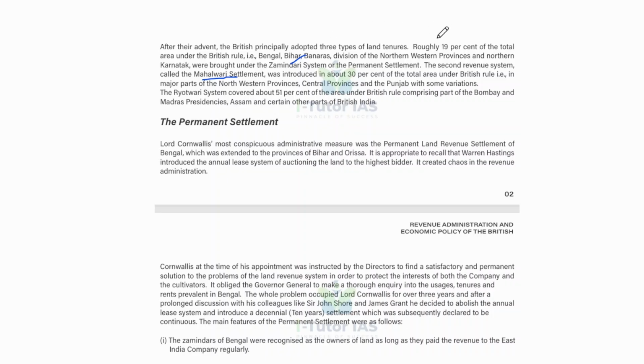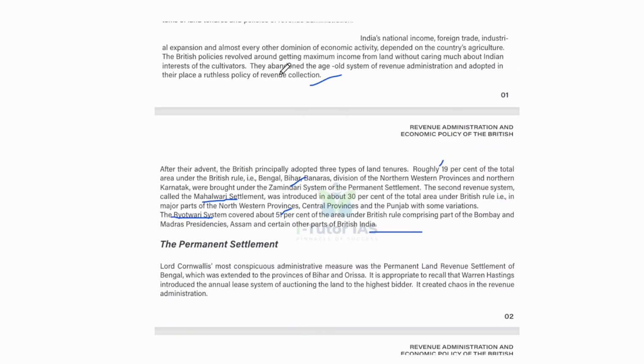In the zamindari system, roughly 19%, and in the Mahalwari settlement, 30% of the total area under British rule, in a major part of the Northwestern Provinces, Central Provinces, and the Punjab, with some variation. And next is the Ryotwari system, which covered about 51% of the area under British rule, comprising parts of the Bombay and Madras presidencies, Assam, and certain other parts of British India. So these are the three systems under British policy.